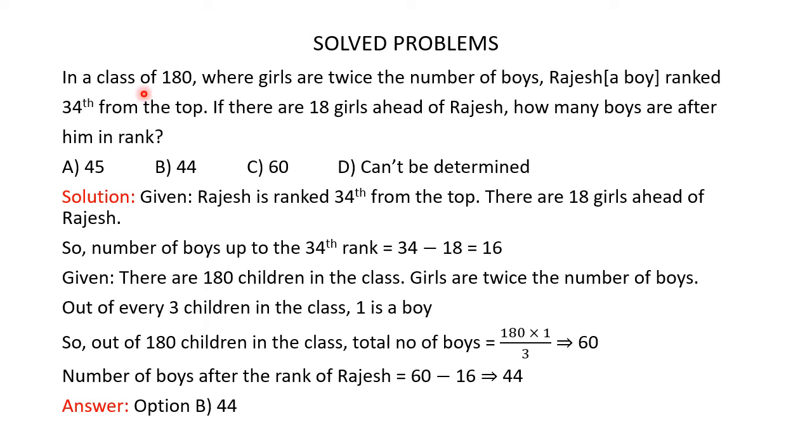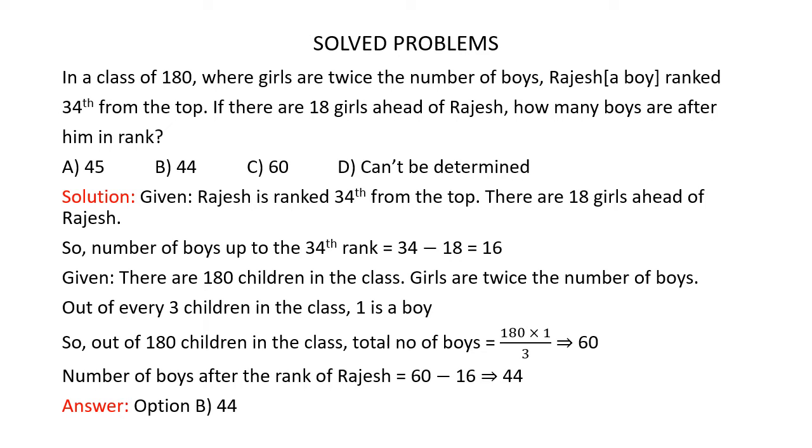In a class of 180, where girls are twice the number of boys, Rajesh, a boy, ranked 34th from the top. If there are 18 girls ahead of Rajesh, how many boys are after him in rank? You are given 4 options and you have to find out which of these options is the correct one. Now it's given that Rajesh is ranked 34th from the top and there are 18 girls ahead of Rajesh. So the number of boys up to 34th rank will be 34 minus 18, which is 16. So there are 16 boys ahead of Rajesh.